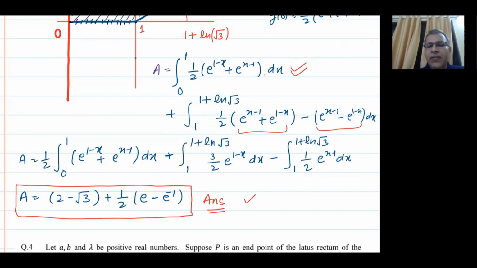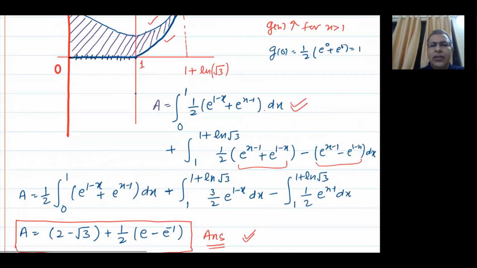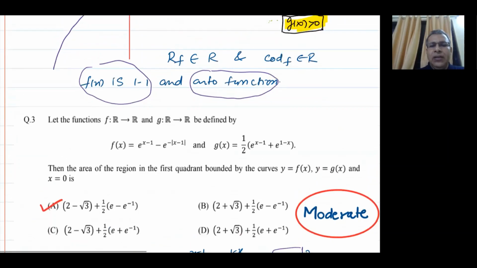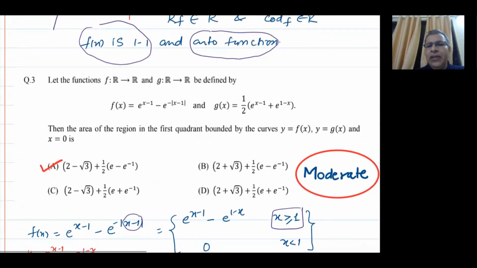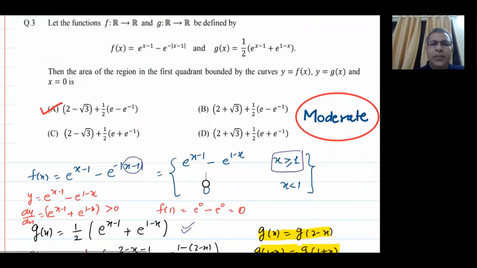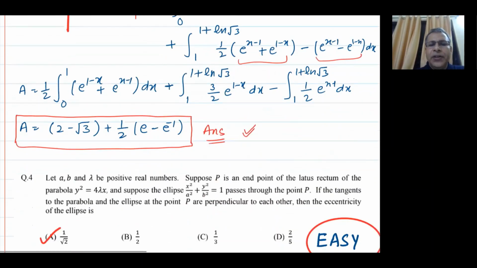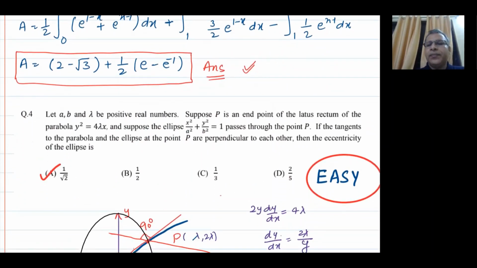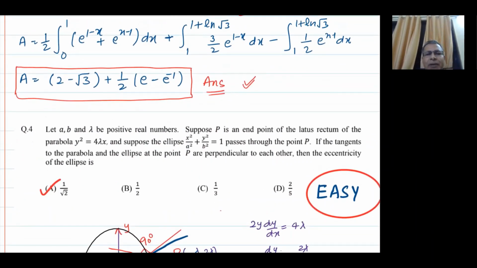And this is the final answer, and this is option number A, and option number A is correct, right? So this is also a moderate to difficult problem. Next question is question number 4, and this is a very simple question.